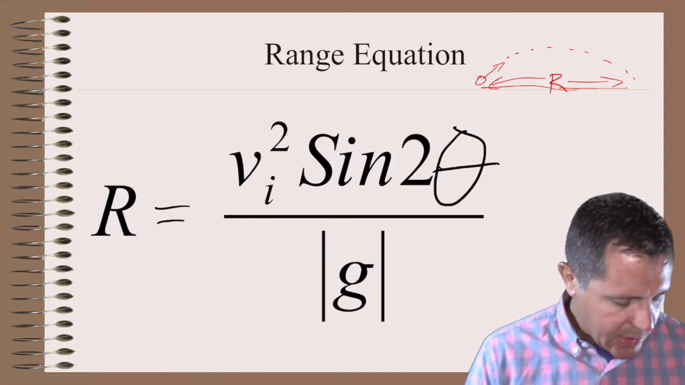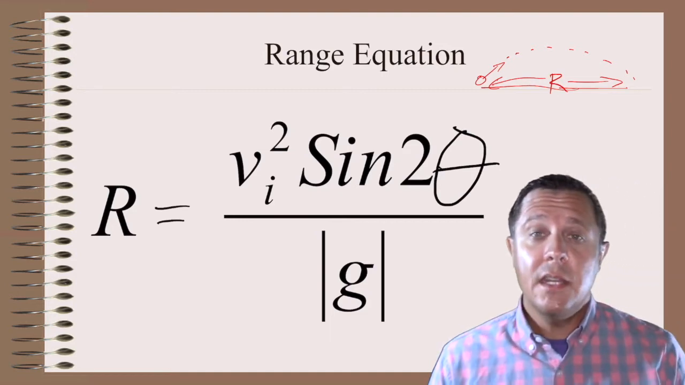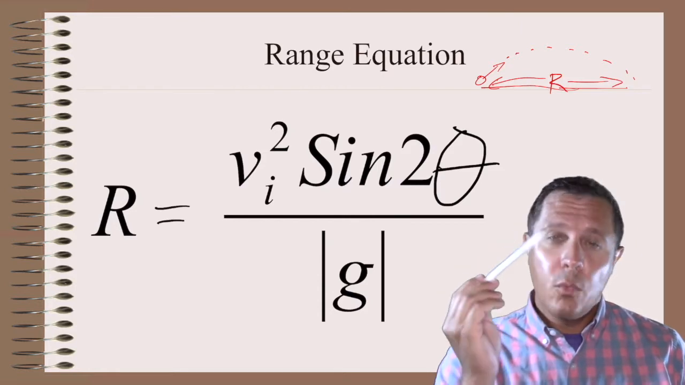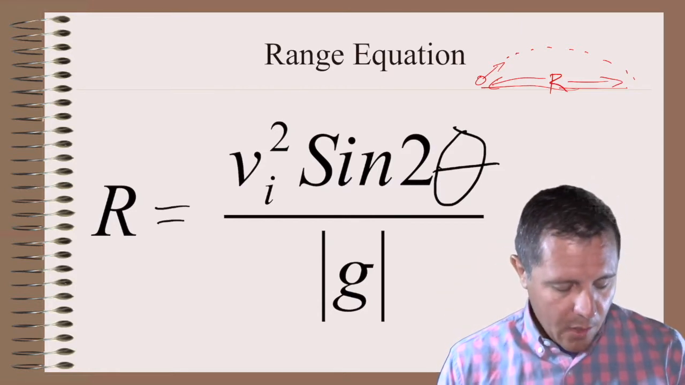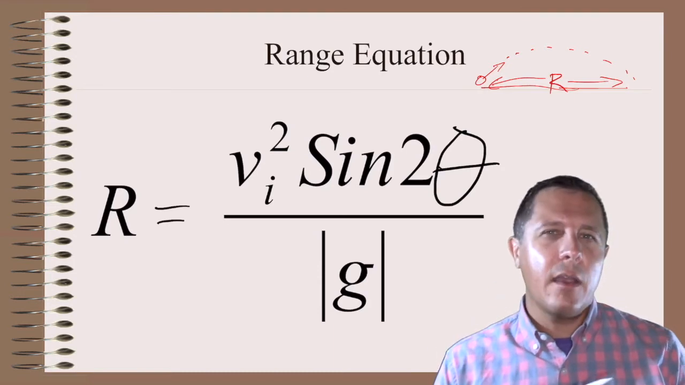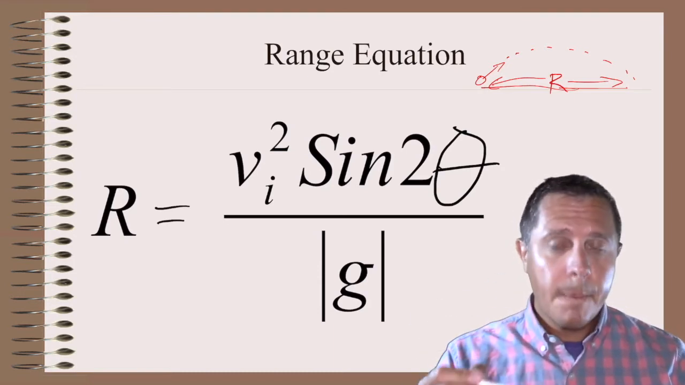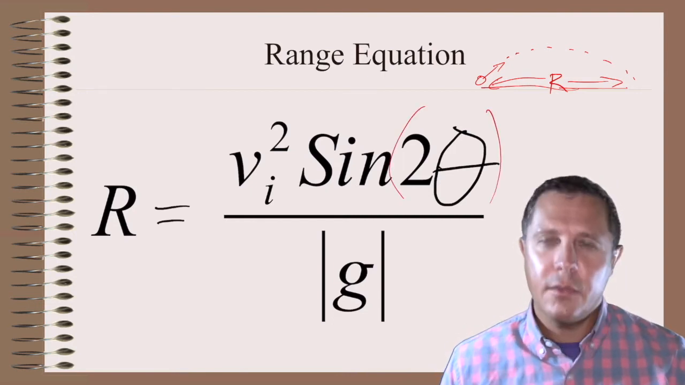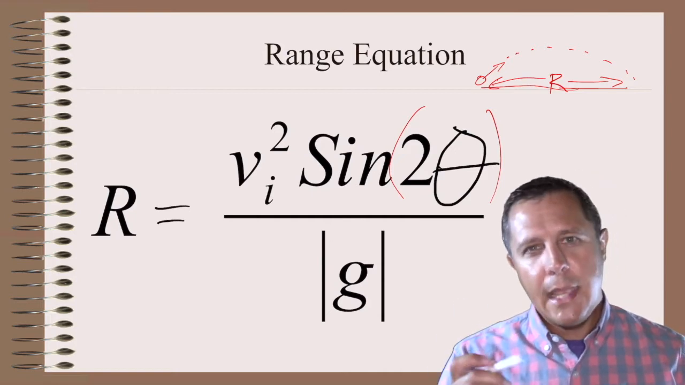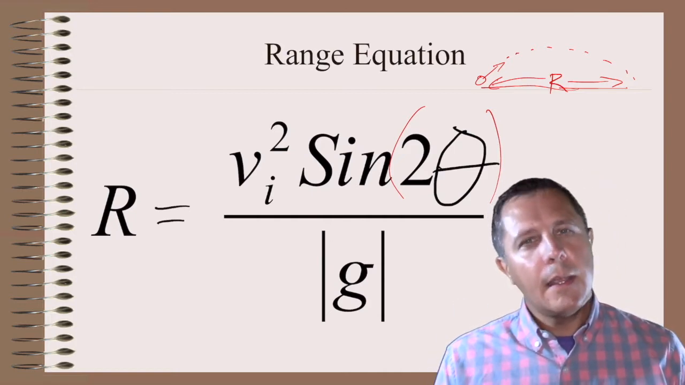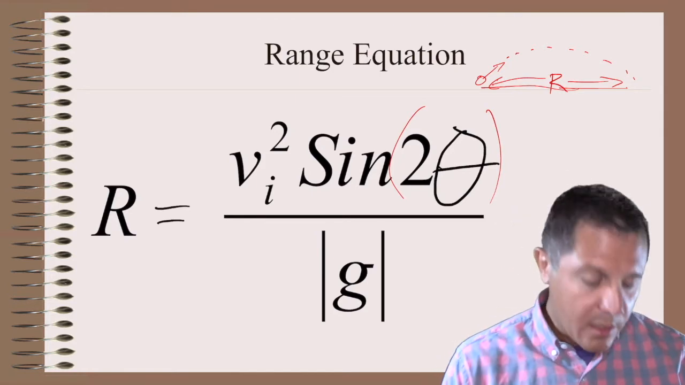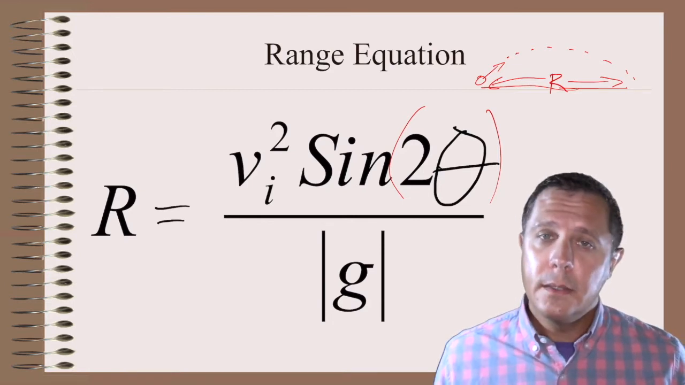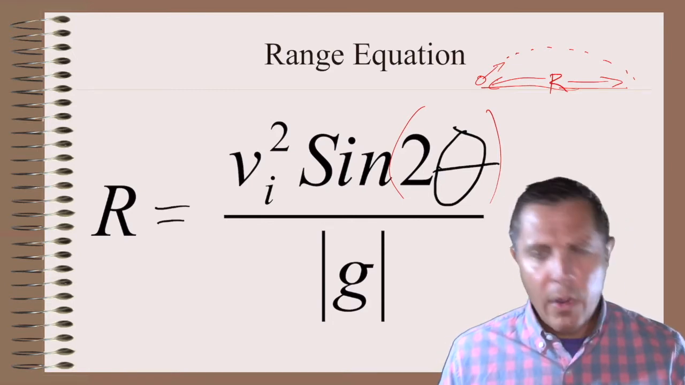So the equation is this: range is equal to the initial velocity, not a component, not vertical, not horizontal, but the actual velocity. We're going to square that velocity. Then we're going to take the angle it was fired at, double it first, and take the sine of that. If you want to think about the parentheses, there are parentheses, but you will take the angle, double it, and then take the sine of that, and you're going to divide it by the absolute value of gravity, or 9.8.